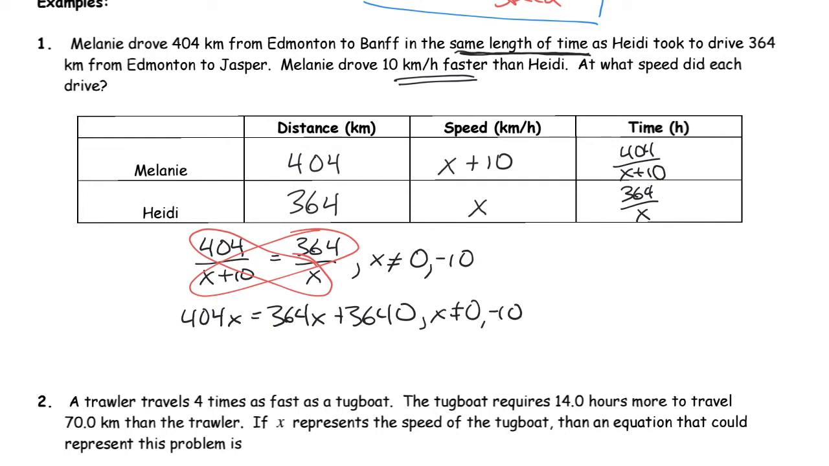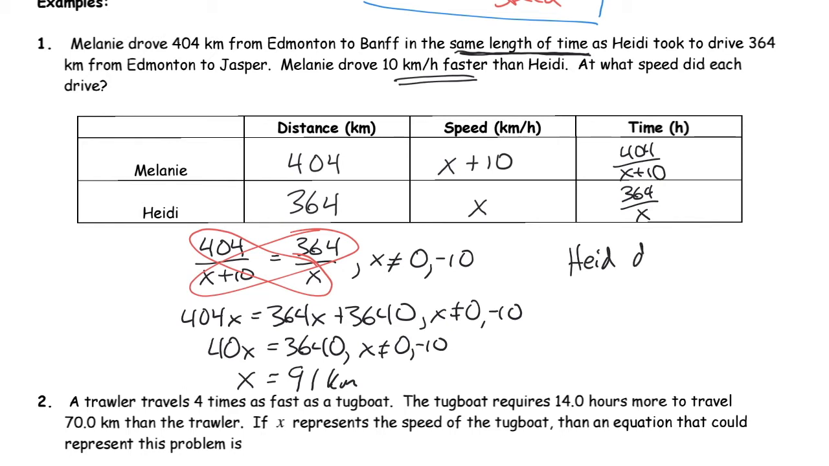I will subtract the 364 from both sides, and actually that works out pretty nice. That gets me just 40x is equal to 3,640. X can't equal 0 or negative 10. And then I'm going to divide. And when you divide, you are going to get 91 kilometers. And that's neither 0 nor negative 10. So that's good here. So what that means is Heidi drove.